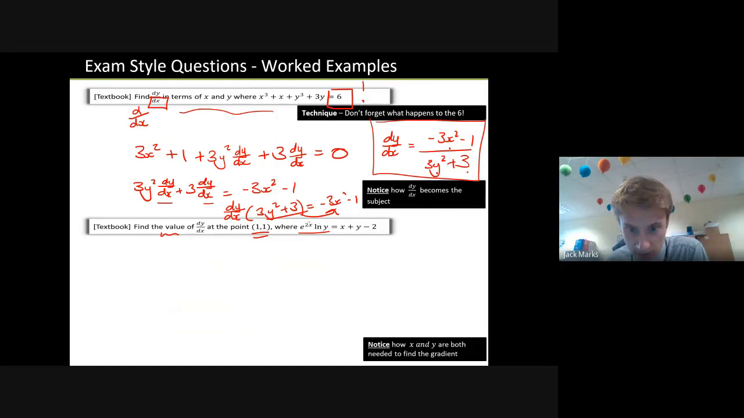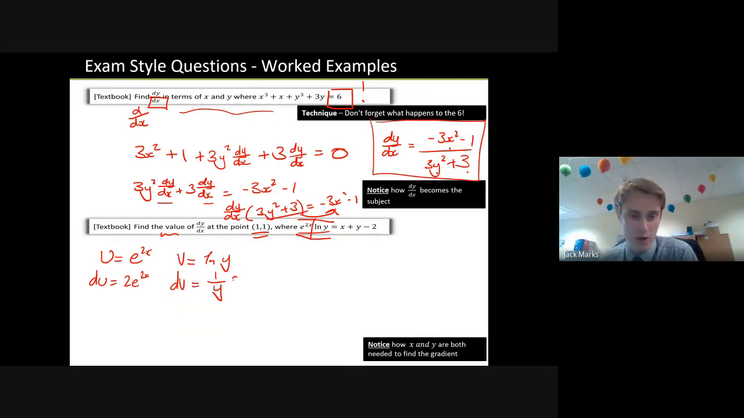That looks like a product rule to me. So there's some function sat next to another function. So u equals e to the 2x. v equals natural log of y. The right-hand side looks like it's not too bad. So du should be equal to 2e to the 2x. That's the chain rule, although you might remember it as a special result. dv is 1 over y, but you've been differentiating y's here, when it was all about differentiating with respect to x. So you need that part there.